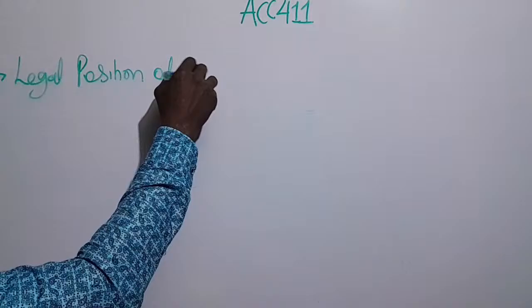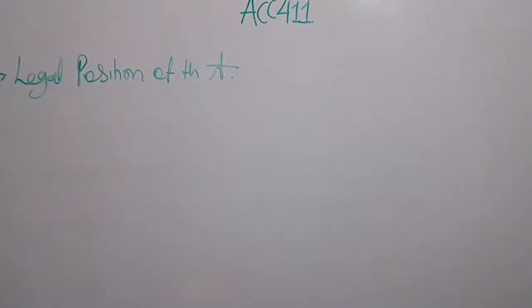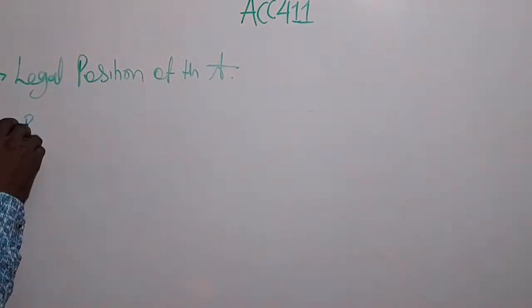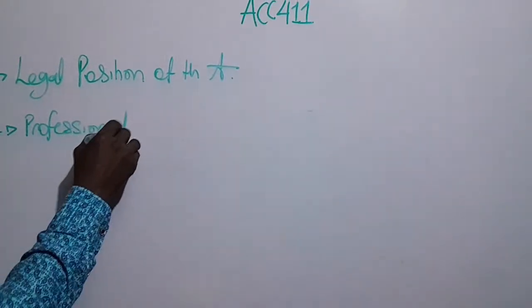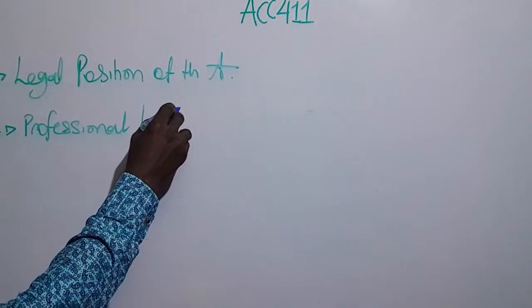In situations whereby it seems like the table is beginning to turn against the auditor, there are legal positions. So let's start with professional liability. Under legal position, we have professional liability.